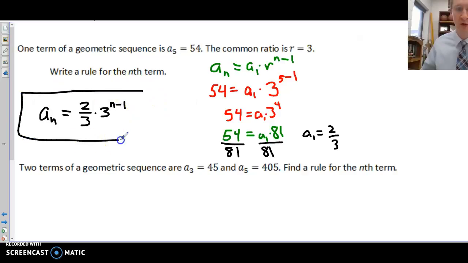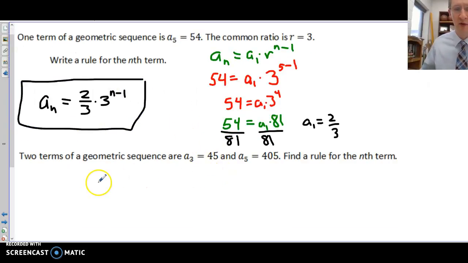Now, in the next example, we're given two terms of a geometric sequence. The third term, 45, and the fifth term, 405. Find a rule for the nth term. So remember, the things we need to figure this out is we need the first term and the common ratio. And we don't know either one of those things.